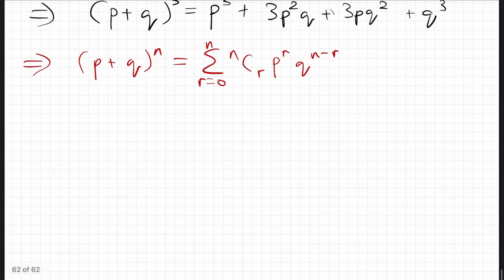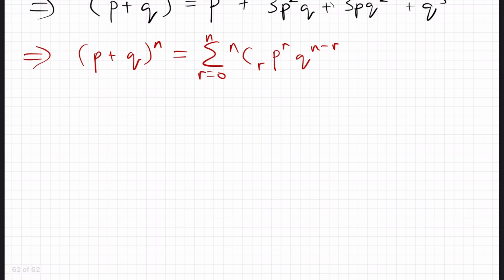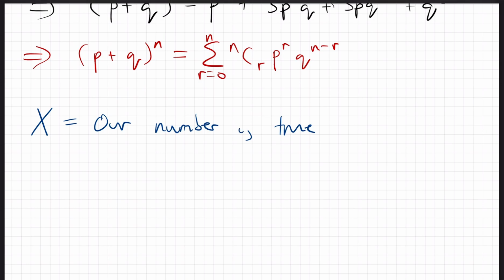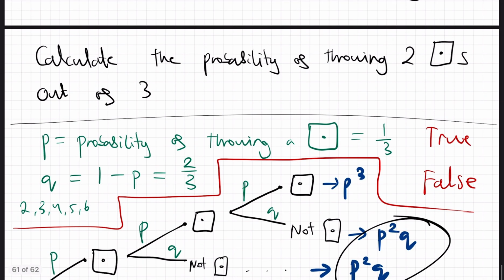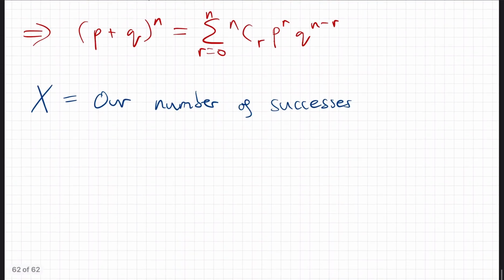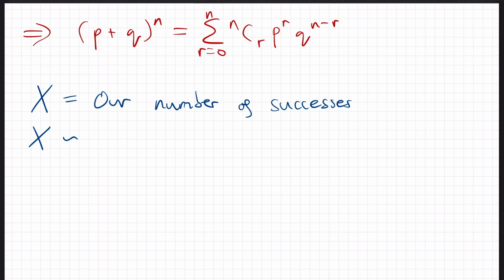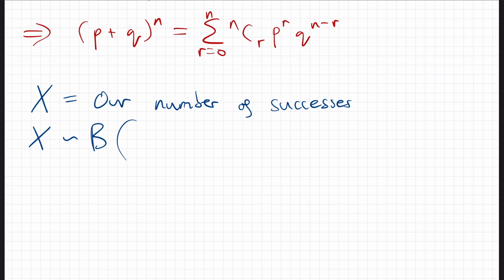So from there, you can see we can actually generalize this even further. Now we can write x as our number of successes, that is better. And in this example, a success is throwing a 1. So x is the number of successes, and you can say x is modeled by the binomial distribution, that's just what this B symbol means, of n trials.